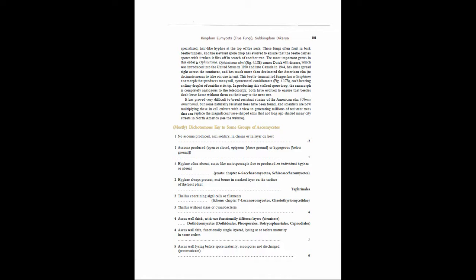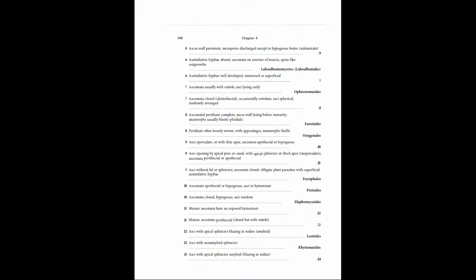4. Ascus wall thick, with 2 functionally different layers, bitunicate. Dothideomycetes, Dothideales, Pleosporales, Botryosphaeriales, Capnodiales. 4. Ascus wall thin, functionally single-layered, lysing at or before maturity in some orders. 5. Ascus wall lysing before spore maturity, ascospores not discharged. Prototunicate. 6. 5. Ascus wall persistent, ascospores discharged except in hypogeous forms, unitunicate. 9. 6. Assimilative hyphae absent, ascomata on exterior of insects, spine-like outgrowths.